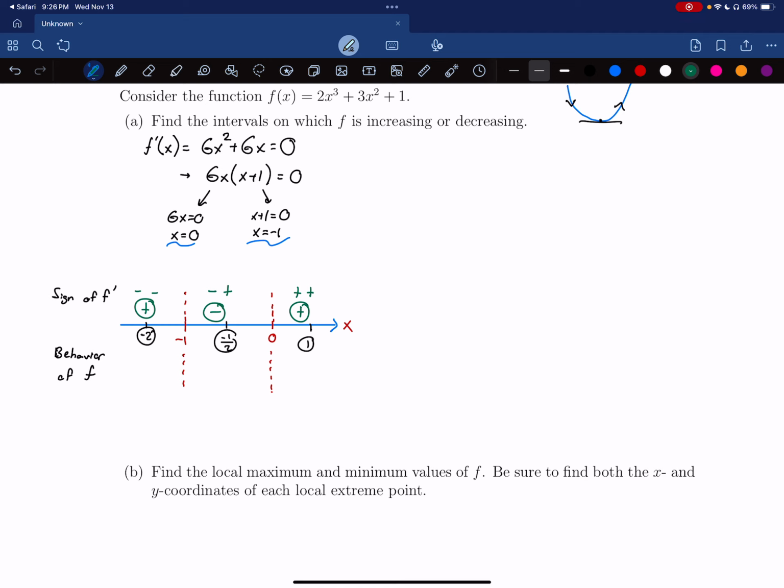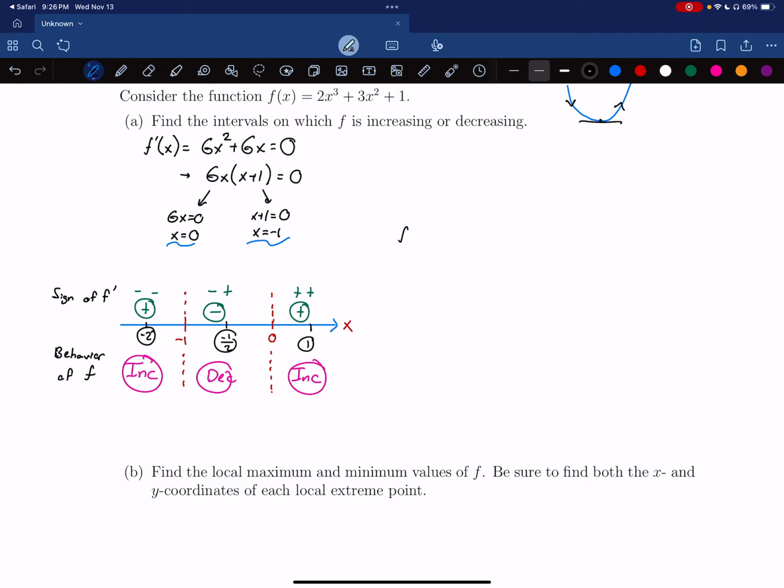Now you consider the behavior of f. If I have that the sign of f prime is positive, that means we're increasing. And then when I have a negative sign for f prime, it'd be decreasing. And same here, increasing because it's positive. All right, so we've pretty much done all the math for part A. Now we just need to really make sure we do a good job answering the question because it asks us to find the intervals on which f is increasing or decreasing.